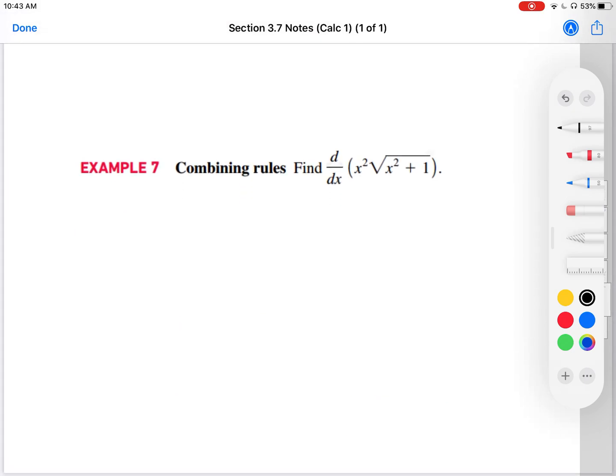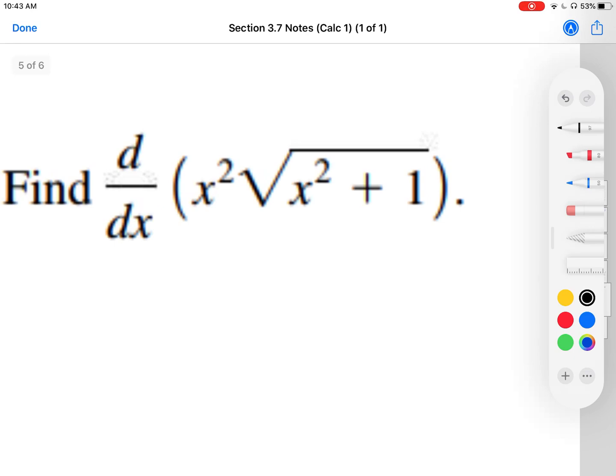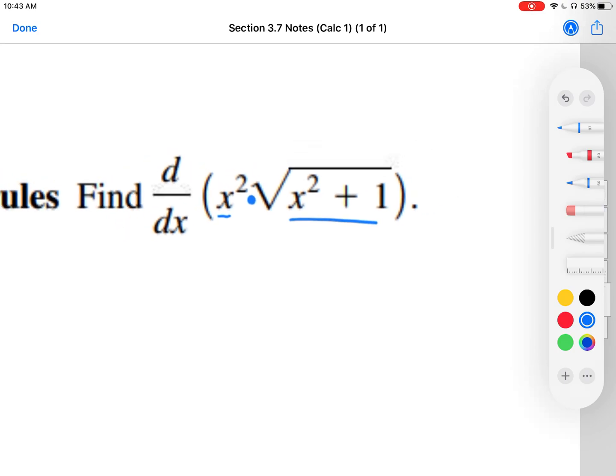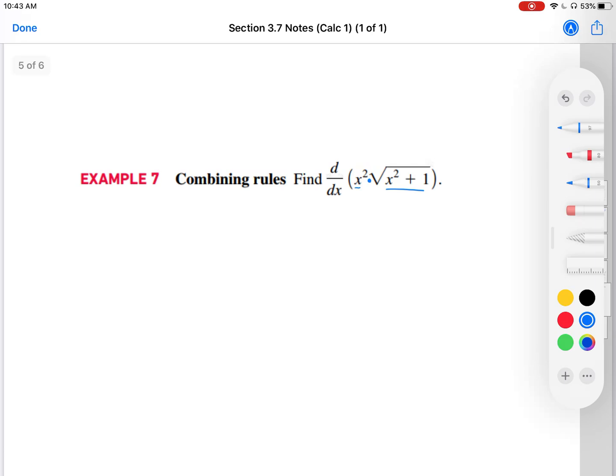Okay, one more example in combining rules. So we see that here we have product rule and chain rule all nested together. We have product rule because we have two arguments of x being multiplied together, right? And we have chain rule because we have that radical. Okay, so let me rewrite it. We have x squared times, well, maybe I shouldn't write too many parentheses. I don't want parentheses overload. Times (x squared plus 1) raised to the 1/2 power.